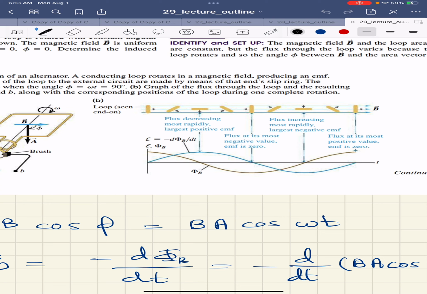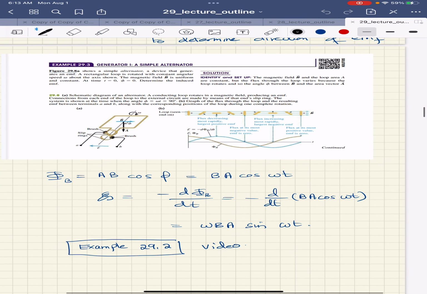And you can see that the EMF is going to follow a sinusoidal dependence. This is the equation: phi B equals AB cosine phi, and from that we can say BA cosine omega t, and then the EMF is going to be the negative of the change in flux over time. Then it is omega times B times A sine omega t. This is what is going to be the resulting EMF.